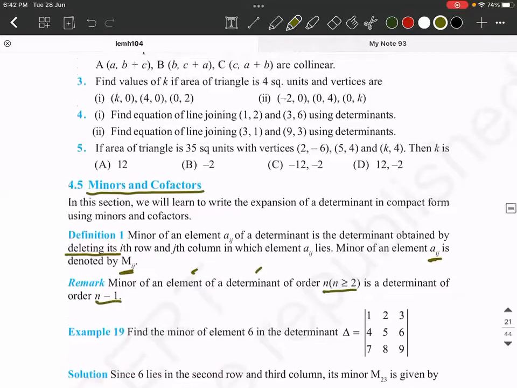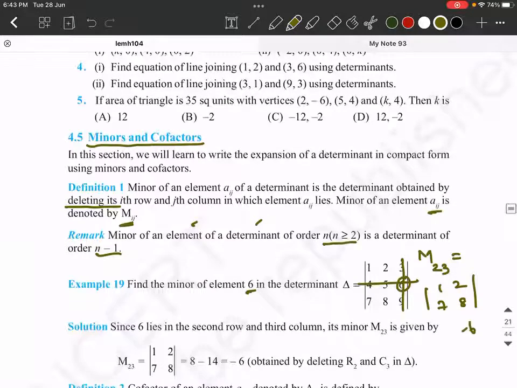So shall we try this with an example? Find the minor of element 6 in the determinant. So element 6 is here. How do I find capital M? It belongs to the second row and third column, so M23 is equal to: cover this row and cover this column, the determinant of 1, 2, 7, 8. So what will be the answer? 8 minus 14, which is minus 6.